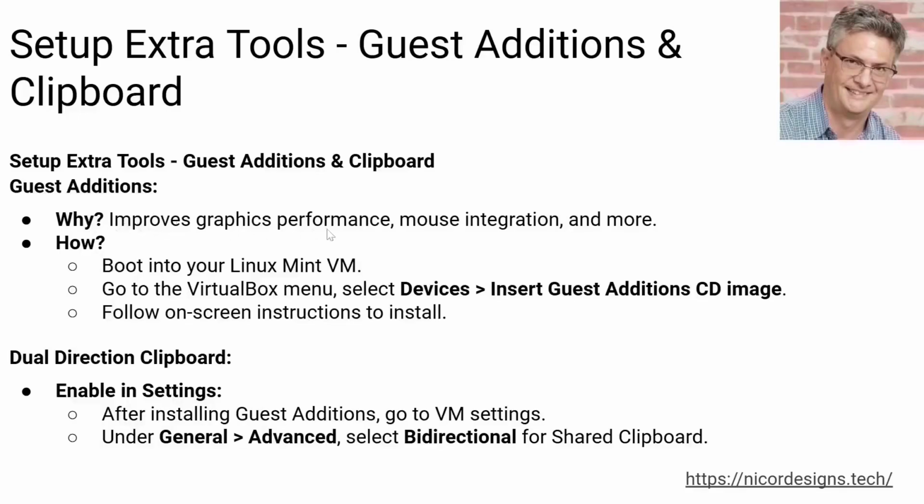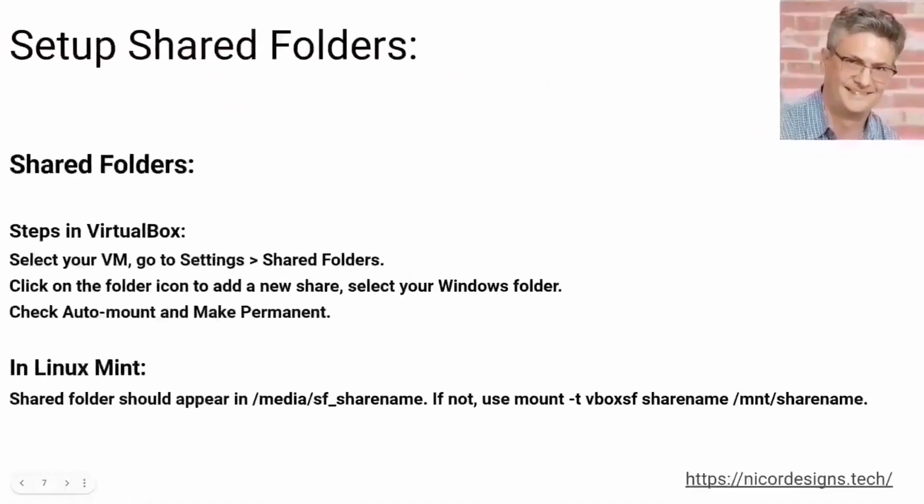The reason why, we get improved performance in graphics, mouse integration and more. And then we'll follow the instructions. Dual direction clipboard allows us to cut and paste between Windows and Linux running in the VirtualBox. Next, we'll set up a shared folder. This is a folder that is going to be shared between Windows and Linux so that we can store our code in our Linux repo there.